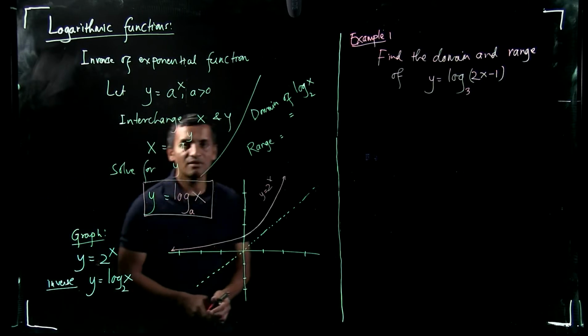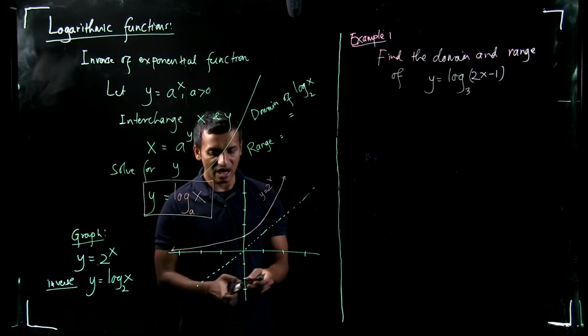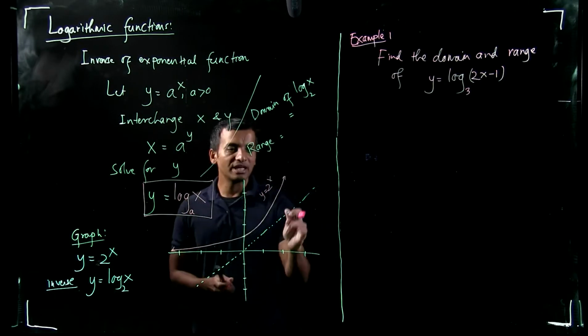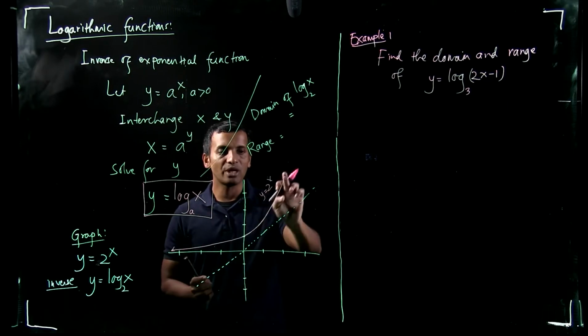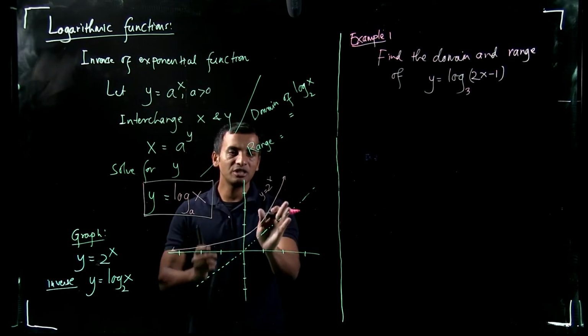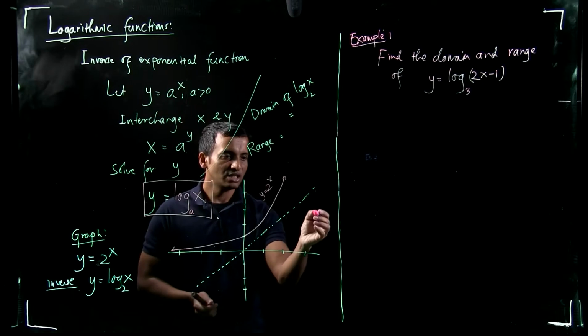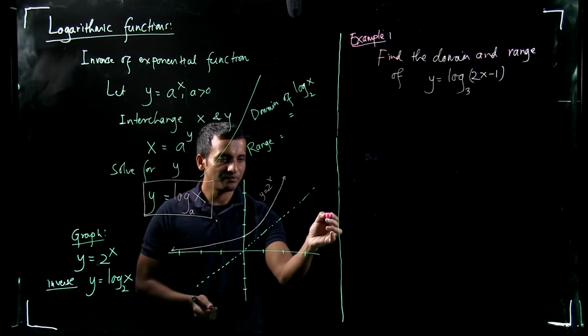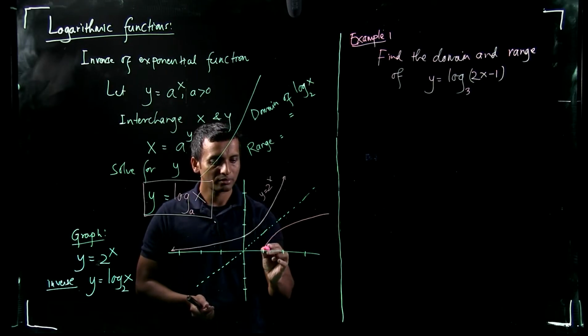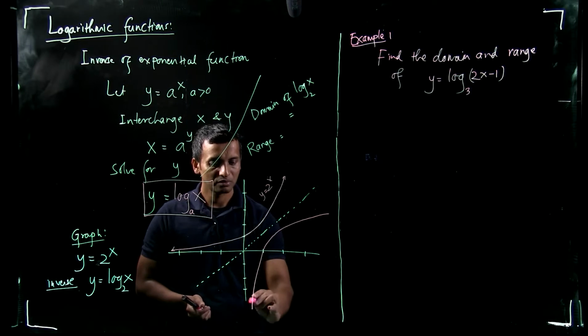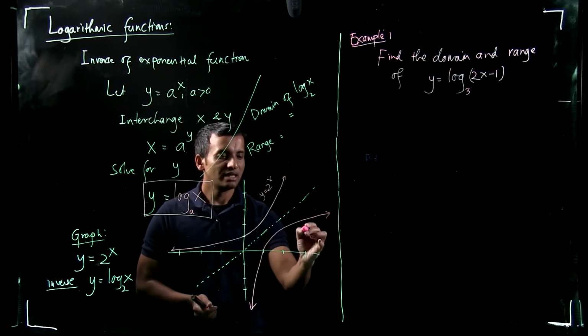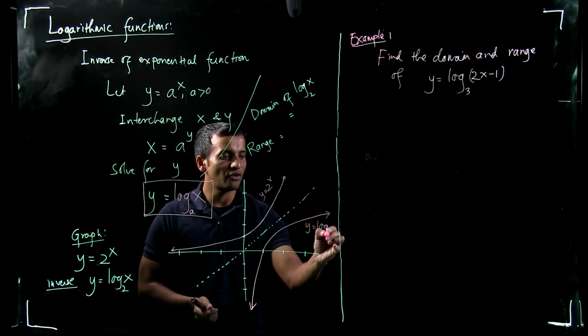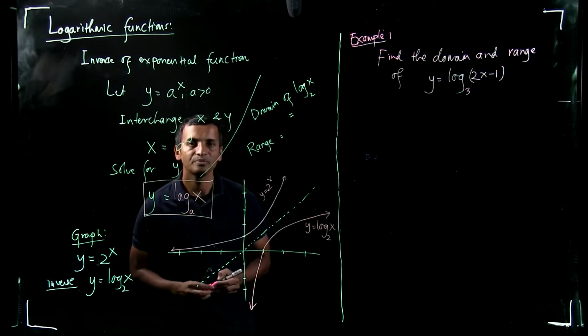Okay, now how does the graph of this look? Since this is the graph of y equals 2 to the x, the inverse is just the reflection about this line. So the graph will look like this. That is y equals log of x with base 2.